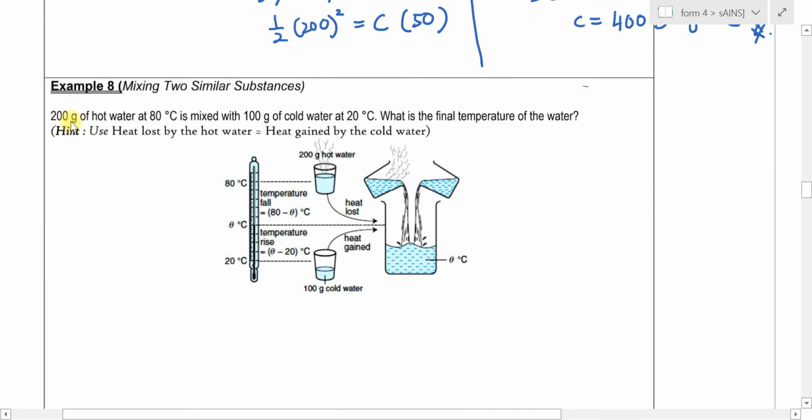Okay. 200 gram of hot water at 80 degrees Celsius is mixed with 100 gram of cold water at 20 degrees Celsius. What is the final temperature? Okay, let first, let T be the final temperature of the water.